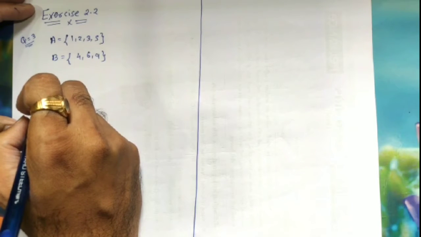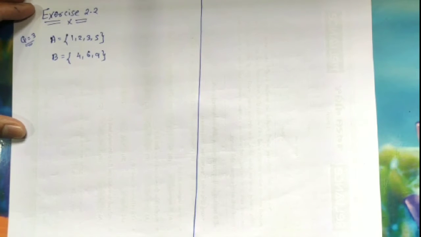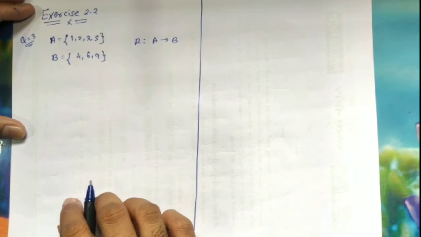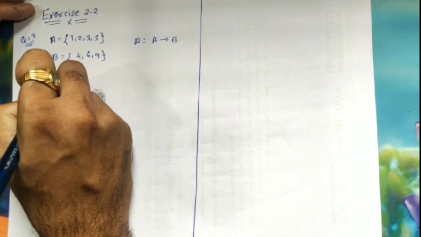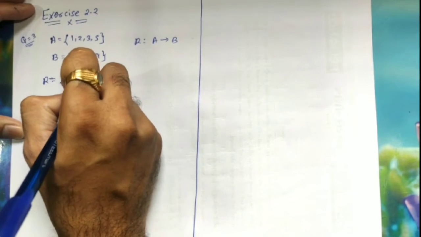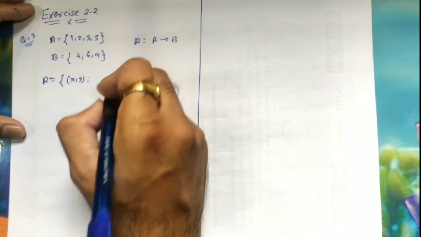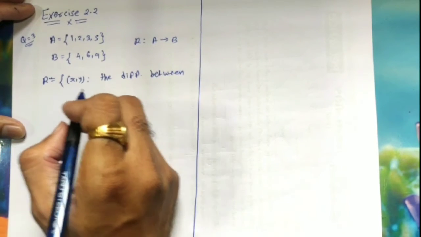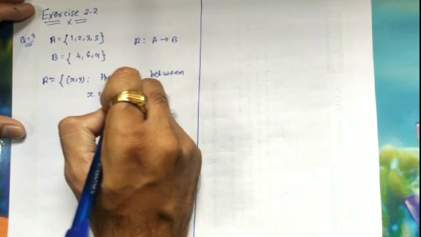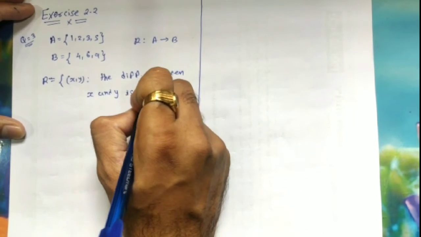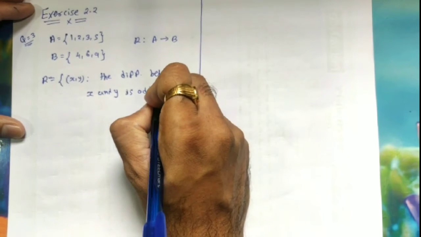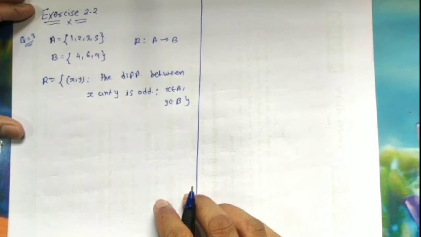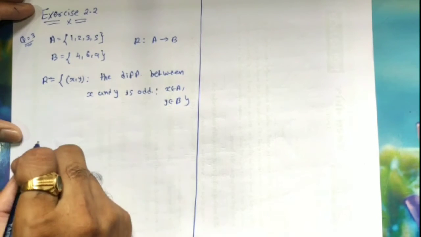Also we are given that x belongs to A, y belongs to B. Define relation R from set A to B. The description of the relation is: relation R is the set of ordered pairs (x, y) such that the difference between x and y is odd, where the first element belongs to set A and the second element belongs to set B. You have to write this relation R in roster form.